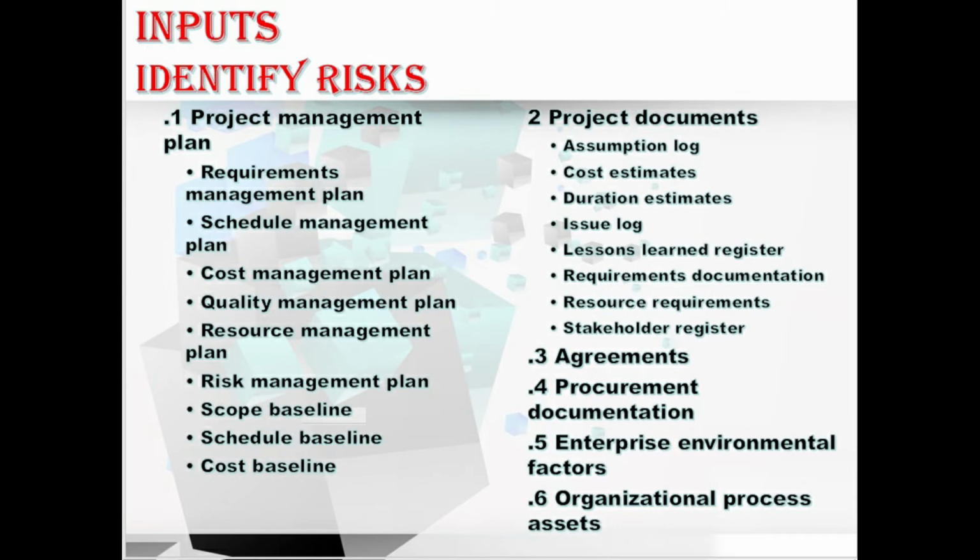Coming to the lessons learned register. In this, the lessons learned about the risk identified from earlier phases of the project are reviewed to determine whether similar risk might reoccur during the remainder of the project. Hope you understood this. Moving to the requirements documentation. In this, the requirements documentation lists the project requirements and allows the team to identify those that could be at risk. Hope you understood about the requirements documentation.